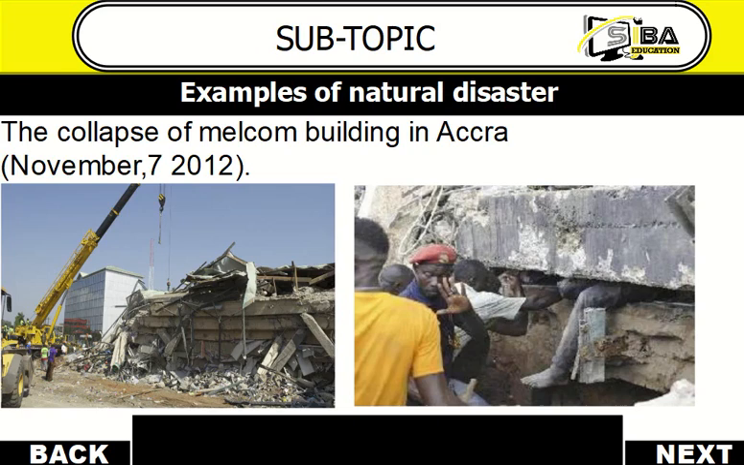And then we also have another example. This actual example happened in Ghana. The collapse of the Melcom building in Accra, that is November 2012. It was a tragedy for the whole country. When it happened, the building just collapsed and people were inside and people died. If you take a look at this picture, you could see that there is a man there. Look at his leg. He's stuck inside the building and people are trying to help him and bring him out before he dies.